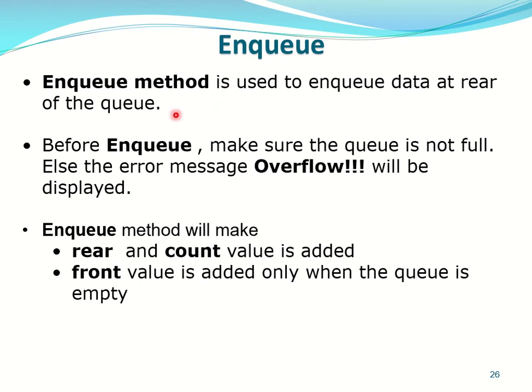Now the enqueue function. The enqueue method is used to enqueue data at the rear of the queue. That means when you insert, the rear will be increased. Before you enqueue, you need to check whether the queue is not full. Otherwise, it will display overflow. So what will enqueue do? It will increase rear and count by 1, and front will be changed if the queue is empty.